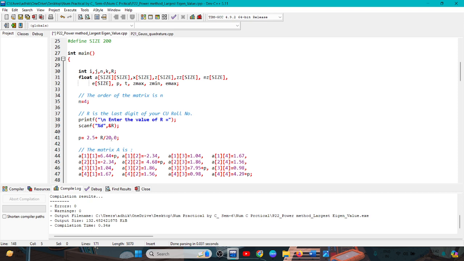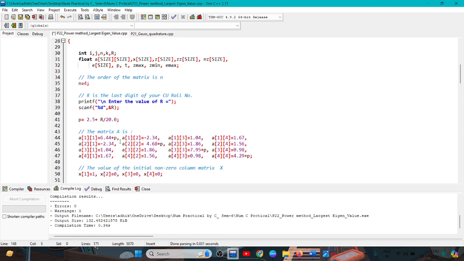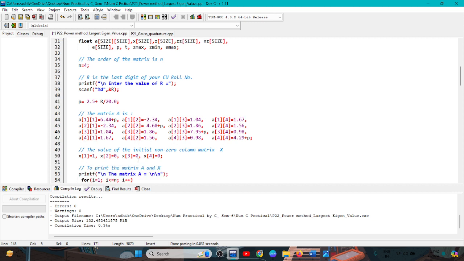It is given that p equal to 2.5 plus r by 20. You must put 20.0. The given matrix A is equal to A11, A12, A13, A14, A21, A22, A23, A24, and so on up to A44. And the value of the initial non-zero column matrix X is X10, X20, X30, X40.